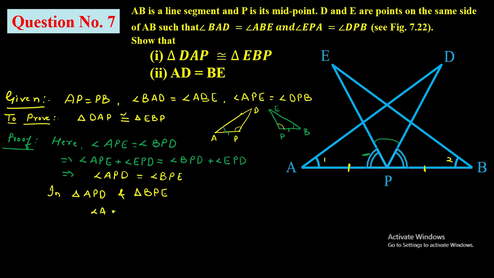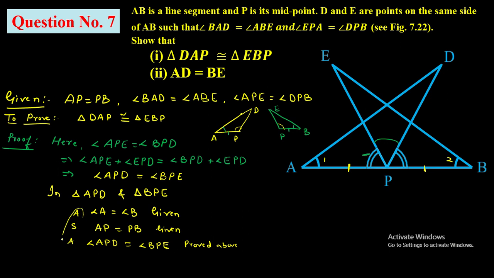angle A is equal to angle B, it's given. Then AP is equal to PB, it's also given because P is midpoint of AB. And then we proved that angle APD is equal to angle BPE. Thus, by angle side angle criteria, we can say that the two triangles are congruent.